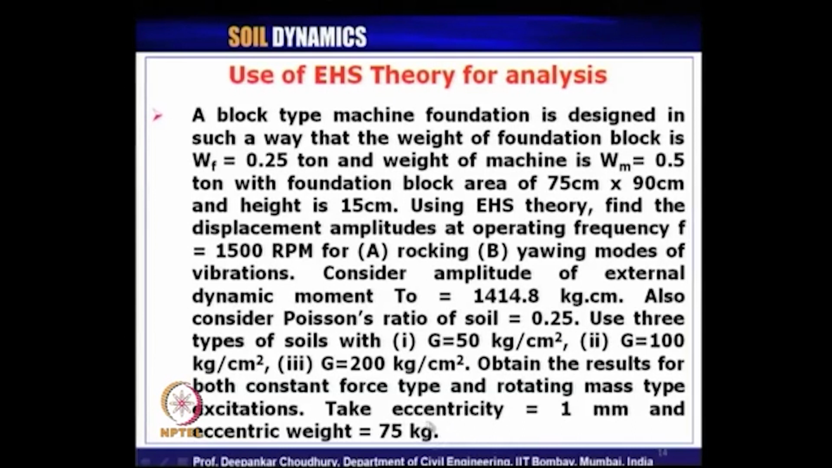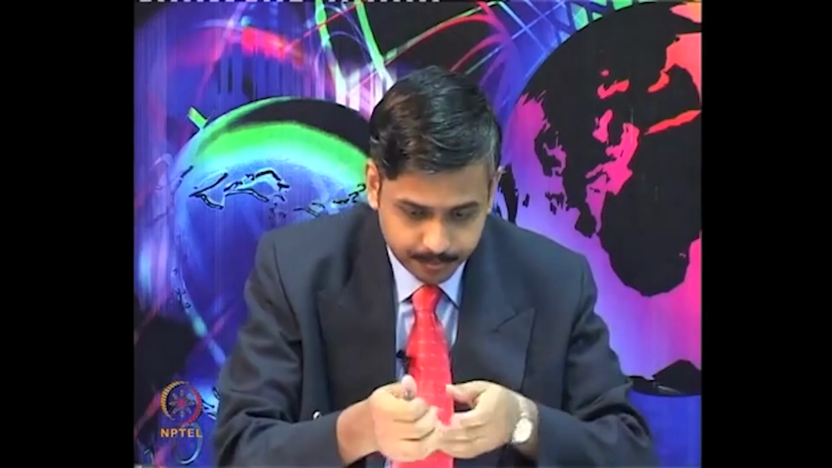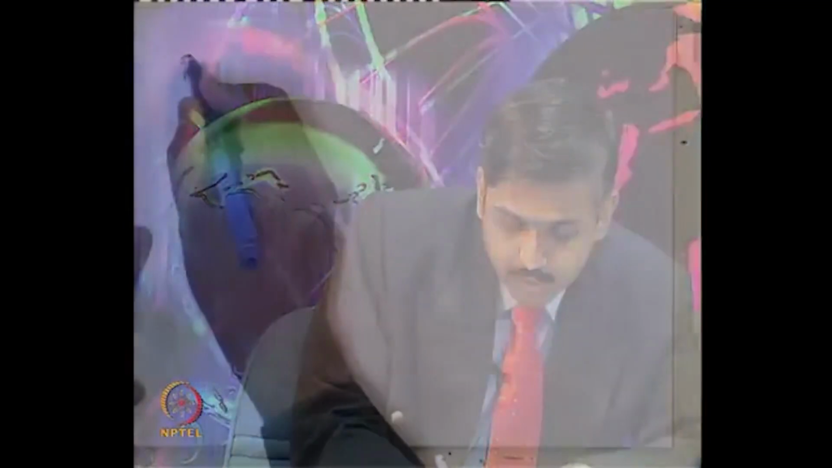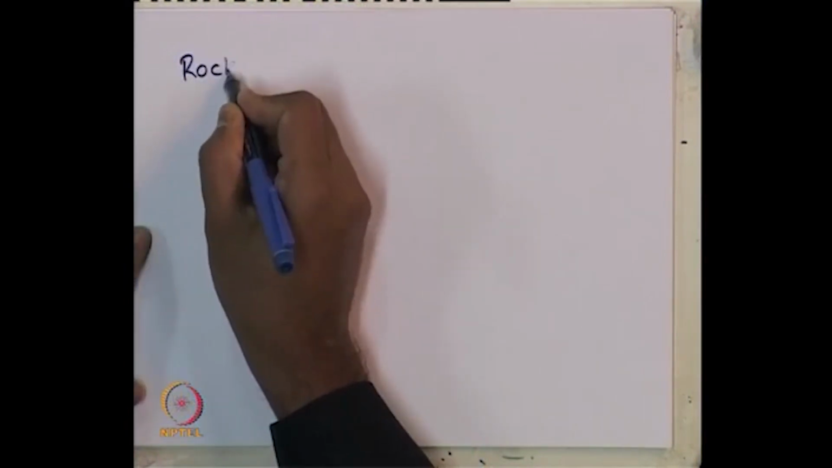And for rotating mass type excitation, the eccentricity is 1 millimeter and the eccentric weight is given as 75 kg. So, with this problem statement, let us see how to solve the problem for rocking and yawing modes of vibration using elastic half space theory at operating frequency. So, let us first start with rocking mode of vibration.